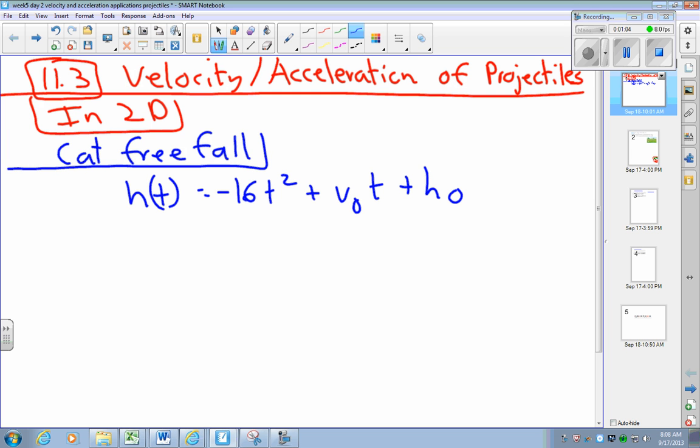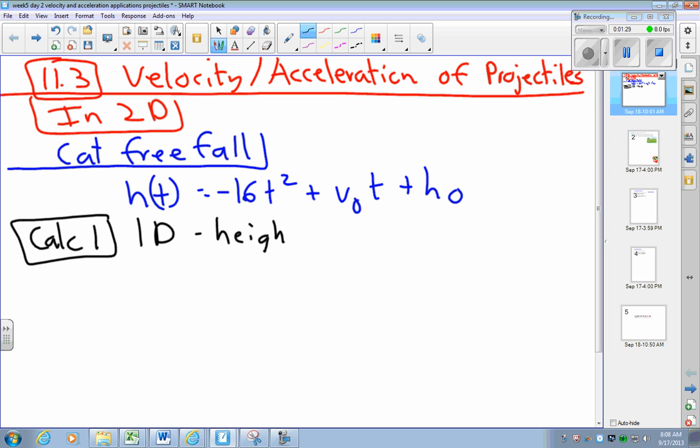Now, for vector valued functions, I want to split this up a little bit and give you everything in terms of x and everything in terms of y. So when we think about these things, you realize this whole problem in Calc 1 is really 1D. It's really about the height, up and down, with respect to time.